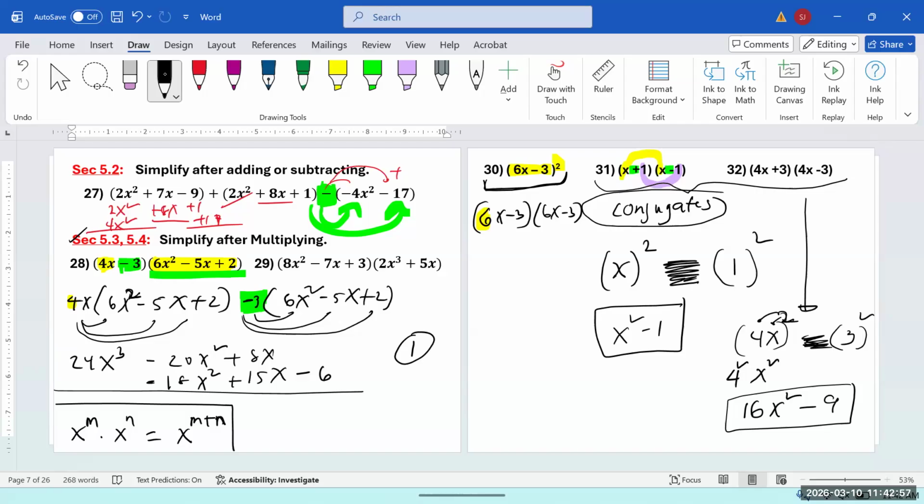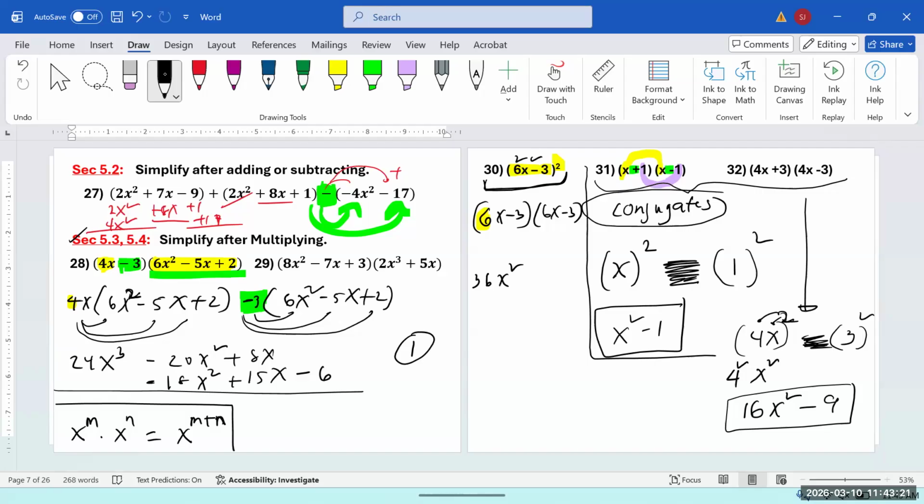And then you can use distribution to distribute and get the answer. But you don't have to. Why not? Because we learned a rule for that. The rule says first element square plus the second element square. So first element square means 6x squared. So we get 36x squared.